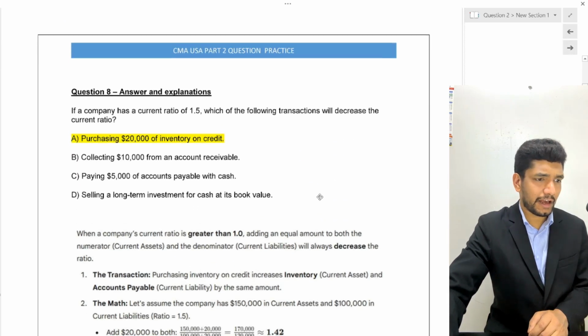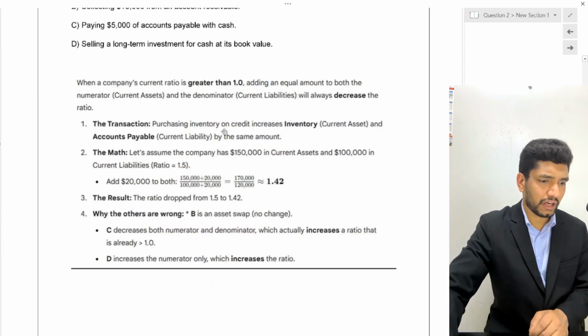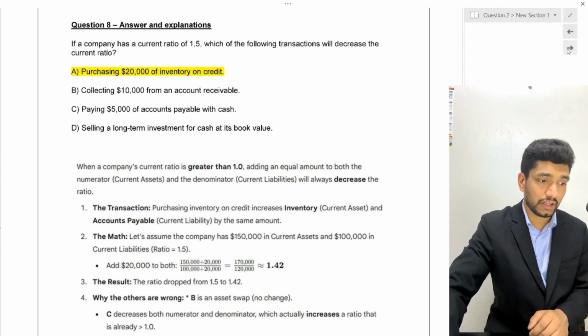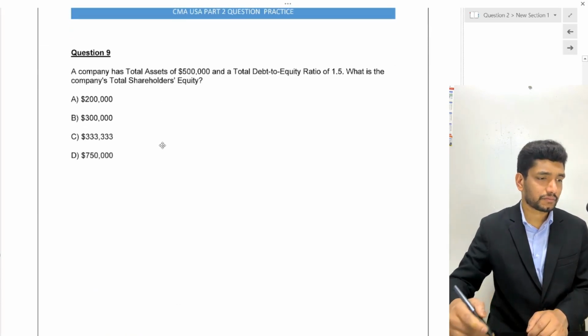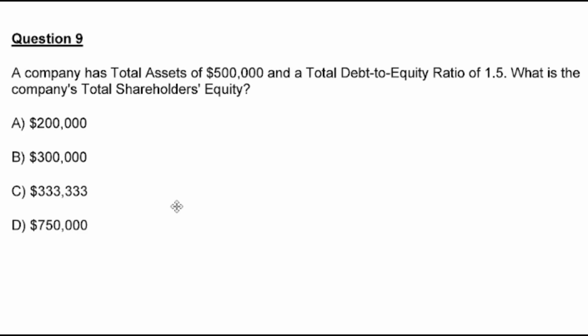I already gave the answer and explanation for this. You can go through this and understand the concept. So let's move to question number 9. A company has total assets of 500,000 and a debt equity ratio of 1.5. What is the company's total shareholders' equity? So its total asset is 500,000 and the debt equity ratio is 1.5.